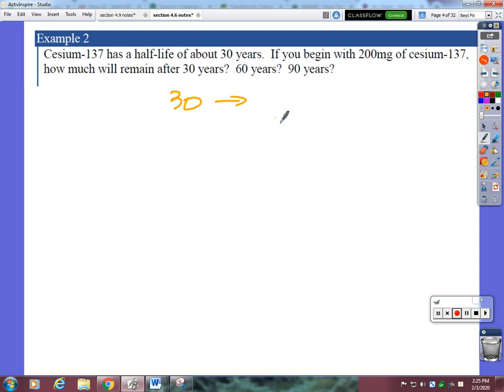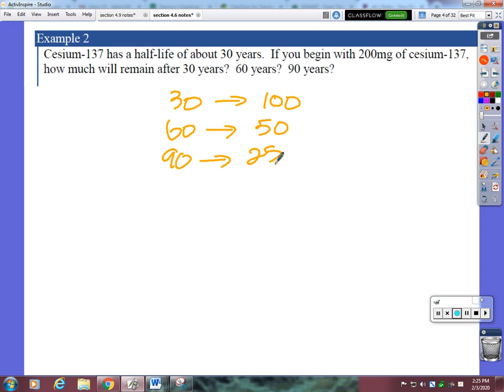If the half-life is 30 years and you start with 200, then in 30 years there will be half as much left, so you'll have 100. How about in 60 years? Well, that's another 30 years, so the amount you have will be cut in half again. How about in 90 years?